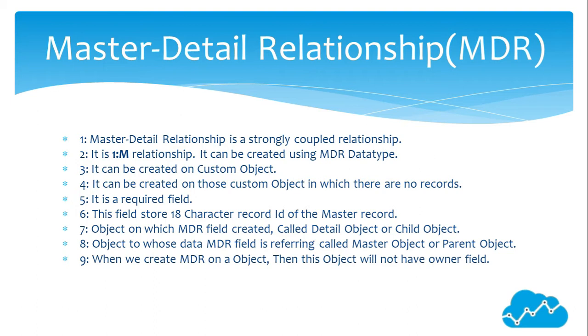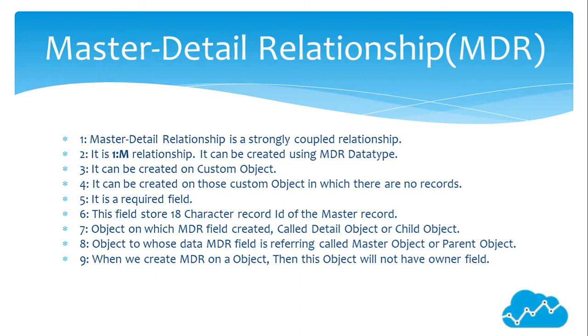So in this session, we are going to see master detail relationship in depth. Master detail relationship is a strongly coupled relationship. It is a one-to-many relationship. It can be created using master detail relationship data type. It can be created on custom objects, and on those custom objects in which there are no records. It is a required field. This field stores the 18-character record ID of the master record.